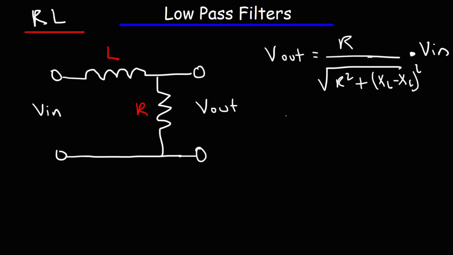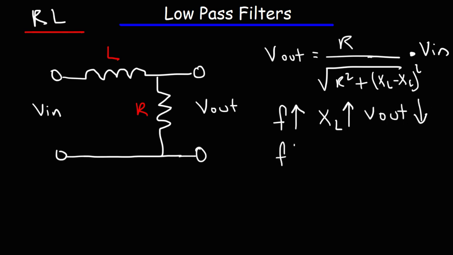So now, notice what happens if we increase the frequency. At high frequencies, the inductive reactance is going to go up. These two are directly related, as we mentioned before. But now XL is not on top of this fraction. It's only on the bottom. So as we increase XL, the output voltage will decrease.